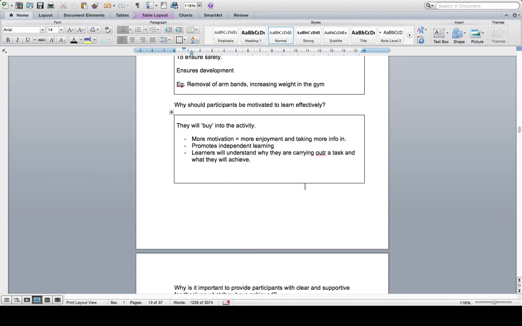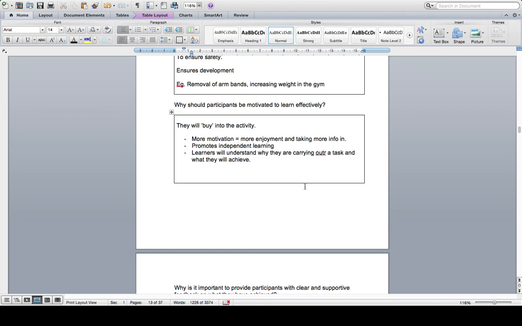Next up, we have why should participants be motivated to learn effectively? Okay, you should always be trying to involve whoever you're coaching or teaching to get involved and to learn effectively. You're trying to make the learners or participants buy into the activity that you're doing. Get a vested interest, which in turn will give them more motivation. If they feel like they're involved and if they can see targets which they're working towards, they will get more involved and they'll get more motivation because they're working towards something.